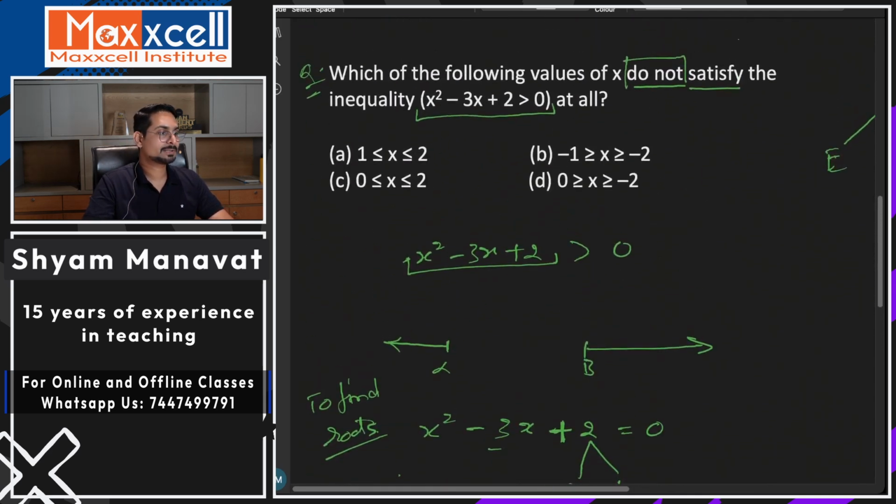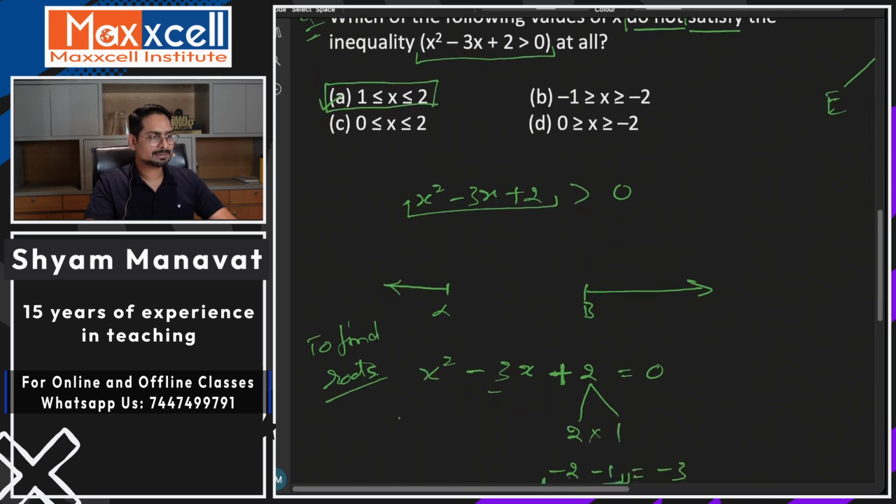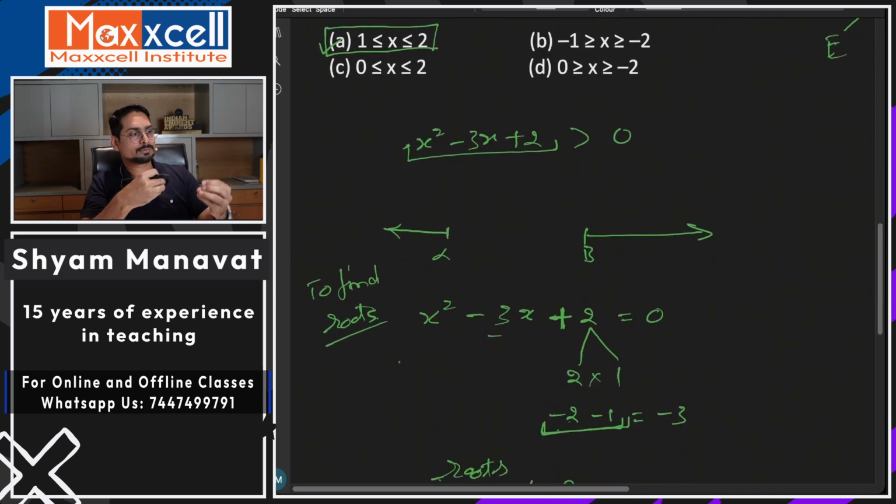Do we have this in the options? Yes, we have this in the options. x more than equal to 1, less than equal to 2. This is your answer. It's pretty easy. It's just that I'm using two concepts to simplify.